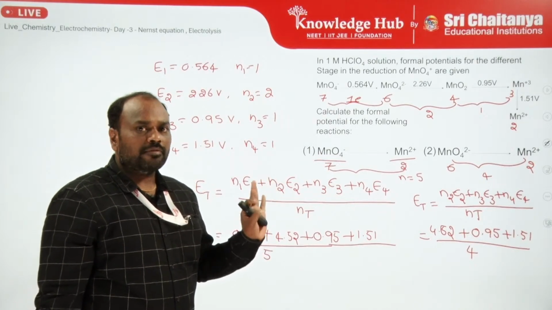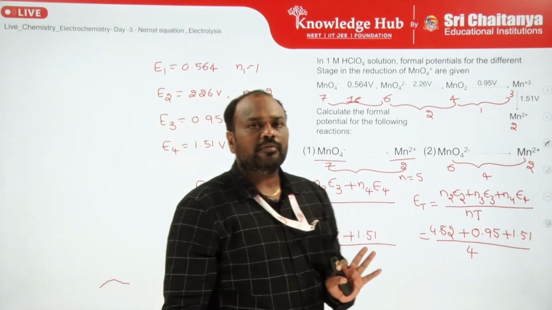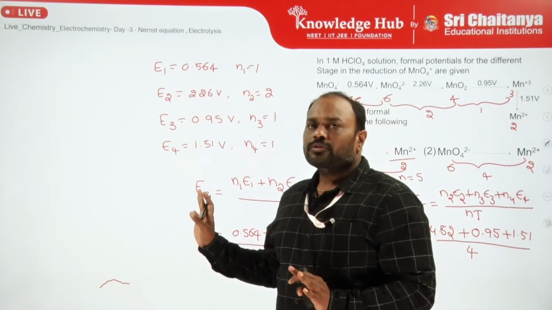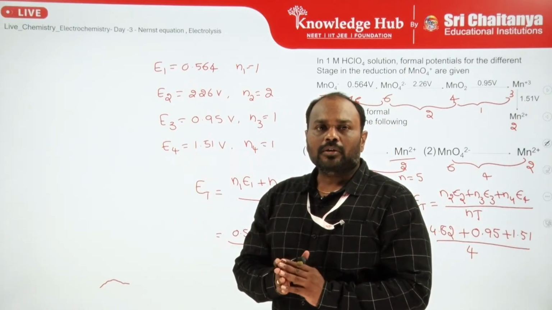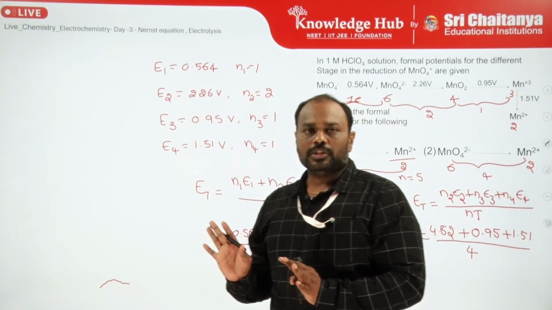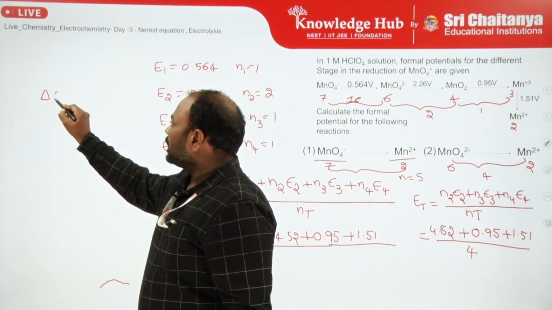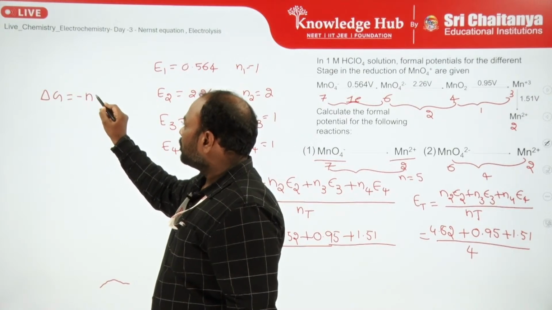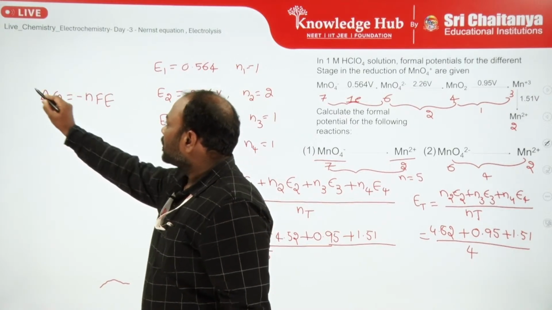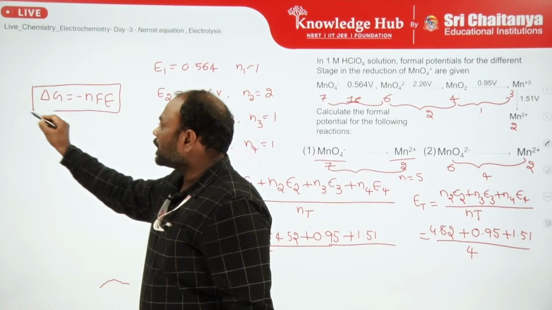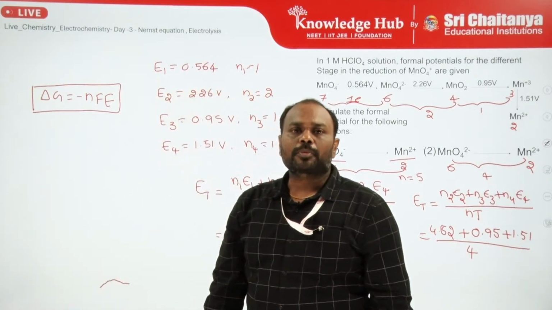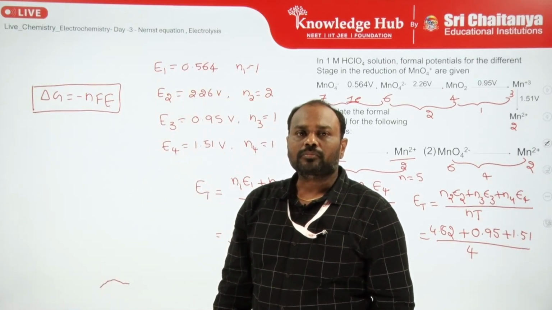This is a previous advanced model question. So mostly we get this type of questions, so you have to remember this one. Based on this we get the questions. Okay. So this total depends on which one? Delta G is equal to minus NFE. This is the relation between Gibbs free energy and the electrode potential of the cell.